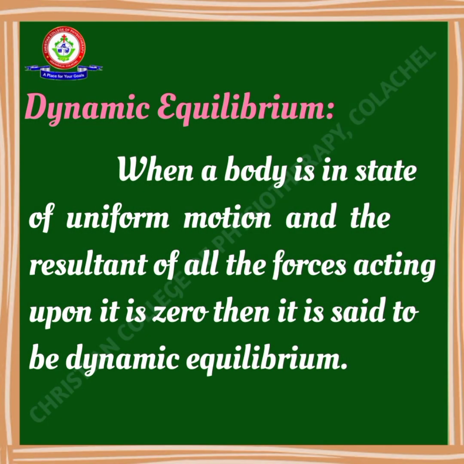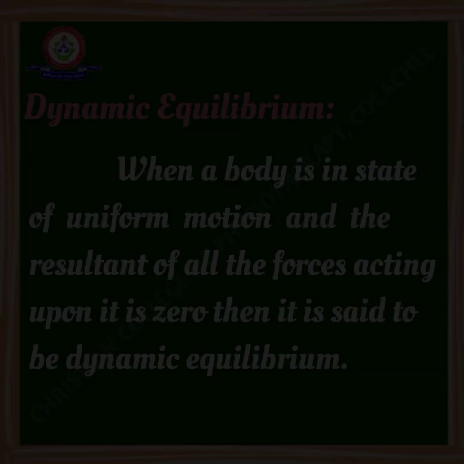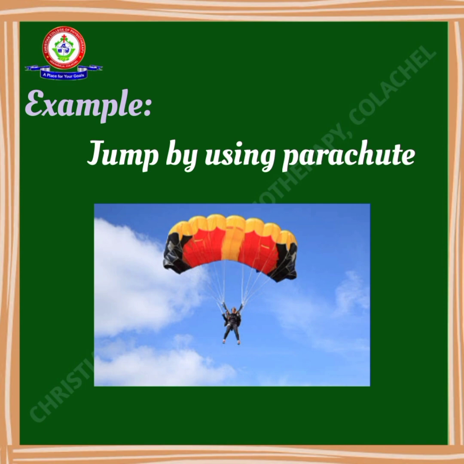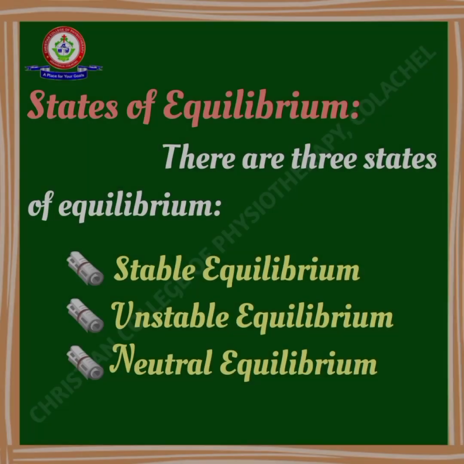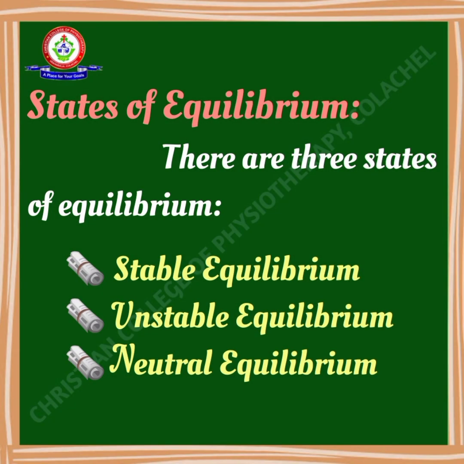Dynamic equilibrium: when a body is in a state of uniform motion and the resultant of all the forces acting upon it is zero, then it is said to be in dynamic equilibrium. For example, a jump using a parachute. States of equilibrium. There are three states of equilibrium: stable equilibrium, unstable equilibrium, and neutral equilibrium.